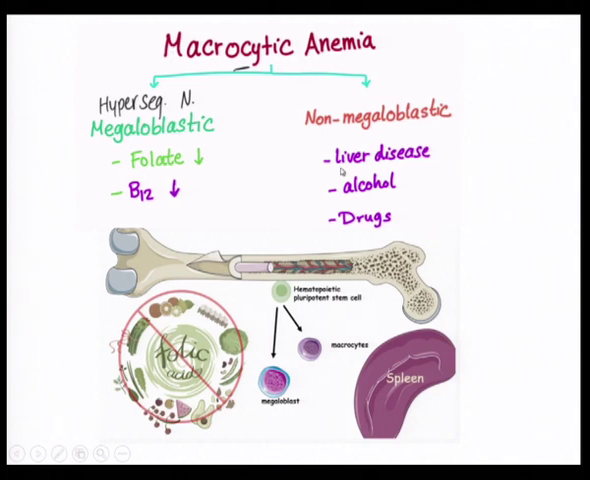So, you see there liver disease, alcohol and drugs can also cause macrocytic anemia, or people would suffer from anemia, but this would be mostly non-megaloblastic in nature, because there would be a local effect, and when given consistently for a longer period of time can really give rise to complications.